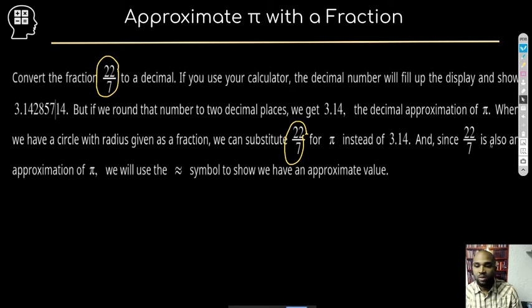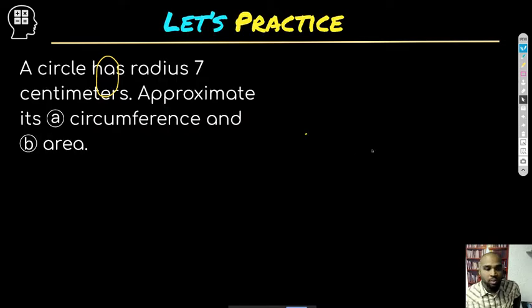And since 22 over 7 is also an approximation of pi, we will use the approximation symbol to show we have an approximation. You know what? Speaking of that, I did not do that in our last problems, and I should have. I didn't use the approximation symbol, and that's hard to remember because we get so used to writing the equal signs. But since they said approximate, I should have been writing an approximation sign like that. That says it's approximately 153 and whatever it is. It's not exactly. So I'm going to try to remember that on this problem.